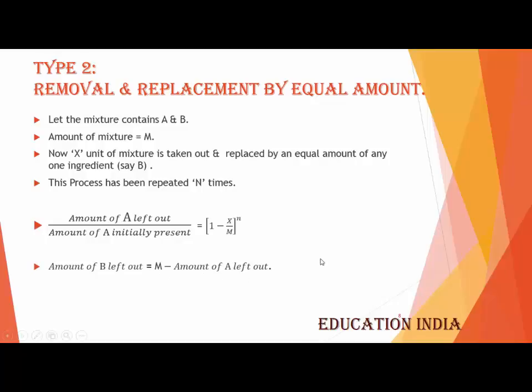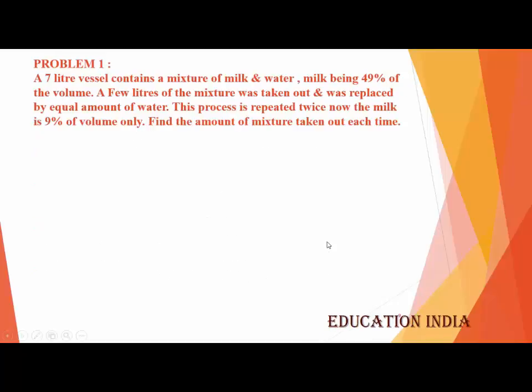Let's go through a question here. A 7-liter vessel contains a mixture of milk and water. So it's a 7-liter vessel, that means M should be 7 liters. Milk is 49% of the volume. A few liters of the mixture was taken out and replaced by an equal amount of water. This process is repeated twice. Now the milk is only 9% of the volume. We need to calculate the amount of mixture taken out each time.